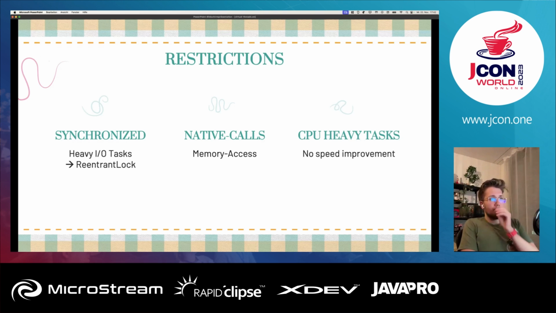Third one is CPU heavy tasks. And maybe this is a no-brainer, but we always have to think, why did we use virtual threads to start with? Because for IO tasks, we don't want to block the thread. But if you have a thread which does some CPU heavy task, there is no speed improvement, because the virtual thread will be as busy as another thread.